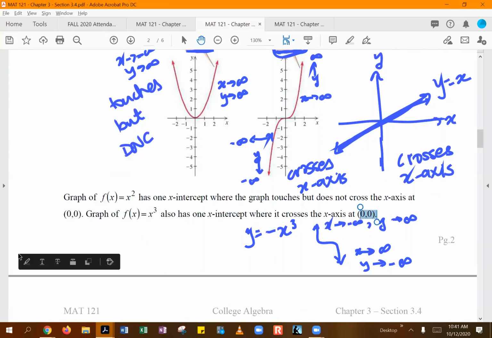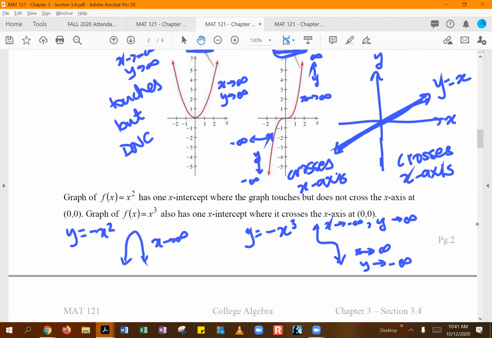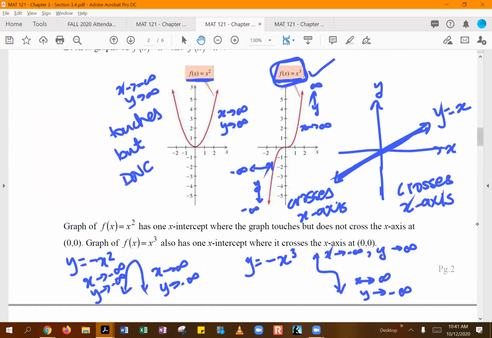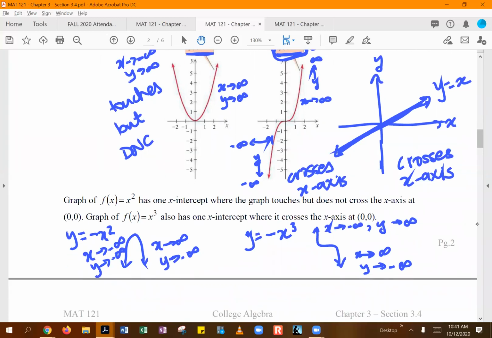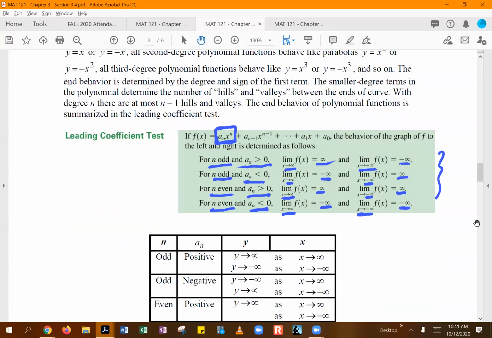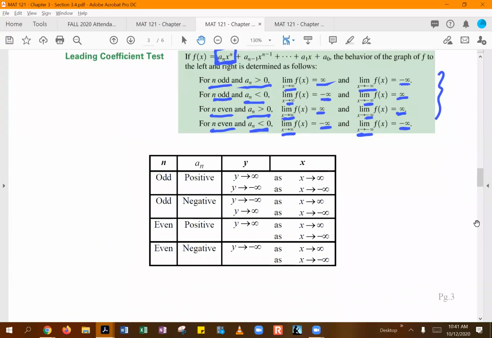If you just create its reflection, you would have y equals negative x squared, and we know that's a parabola that opens downward. So in this case, as x goes to positive infinity, y goes to negative infinity. As x goes to negative infinity, your y is still headed down to negative infinity. So these two functions really help you out with the leading coefficient test, and by creating their reflections, you can see what the other behavior for that leading coefficient test is going to be. So like I said, you have it in terms of the limit definition.